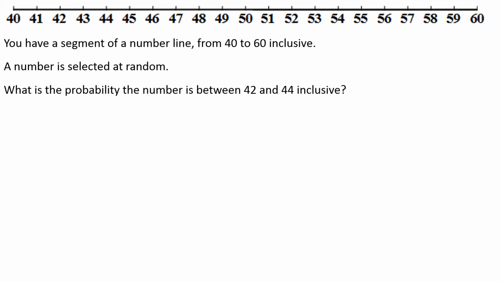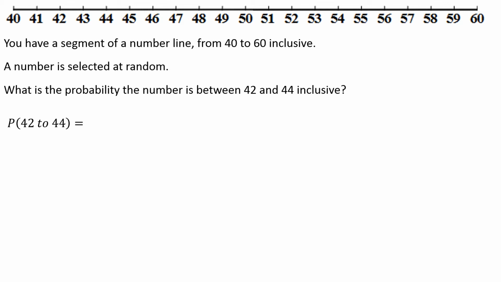If you're wondering about the word inclusive, it means we include the endpoints. So you see 40 to 60 inclusive, that means 40 can be chosen, 60 can be chosen. If instead it said exclusive, then we would not be able to pick 40 or 60. Same thing with the 42 and 44. Inclusive means you can actually pick 42, you can actually pick 44. If it said exclusive, you would not be able to pick 42. Now you can pick 42.000001, because that's larger than 42, but you wouldn't be able to actually pick 42.